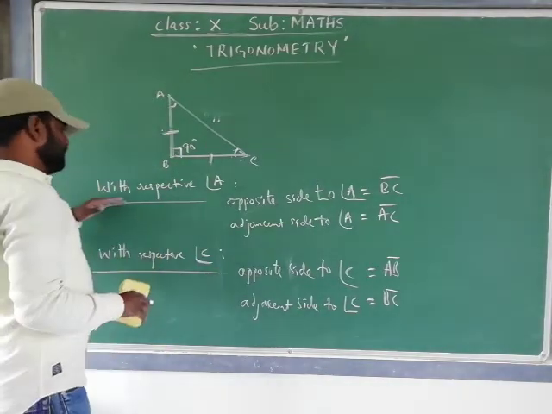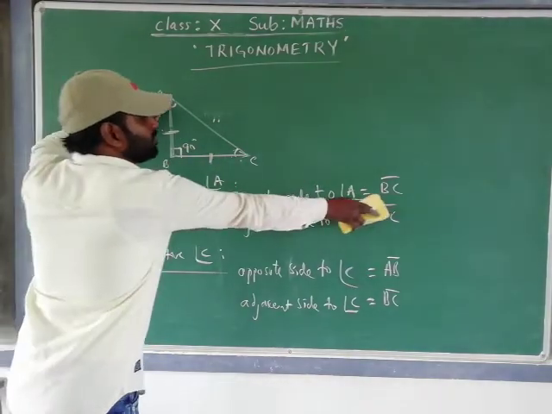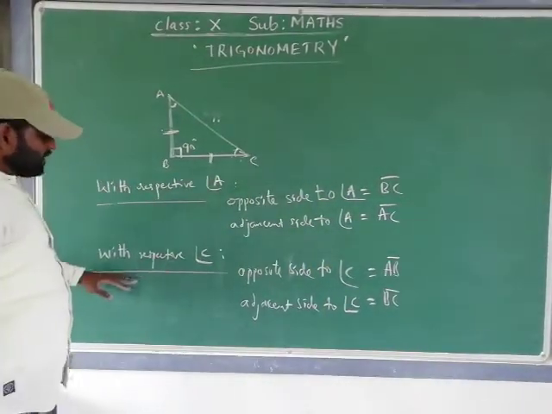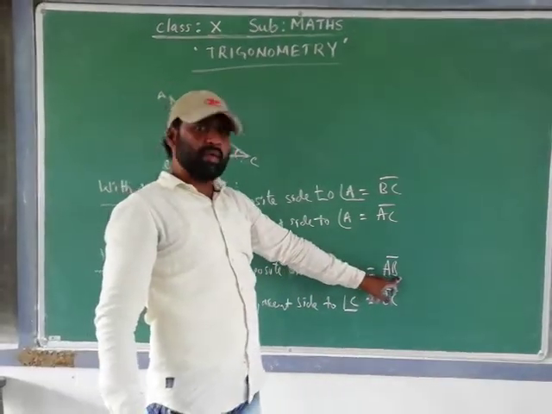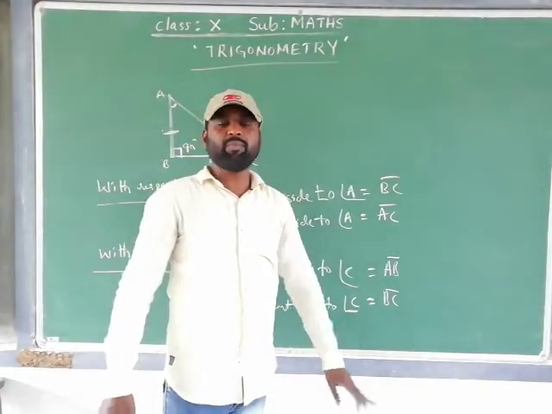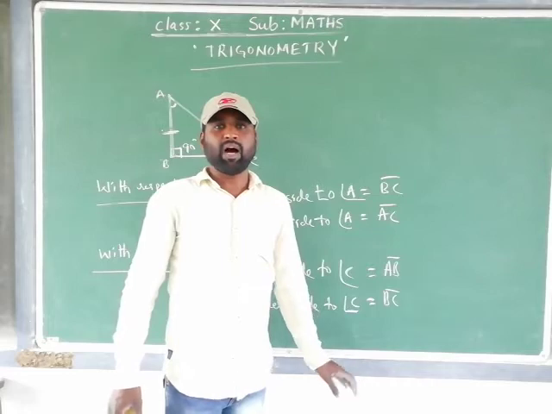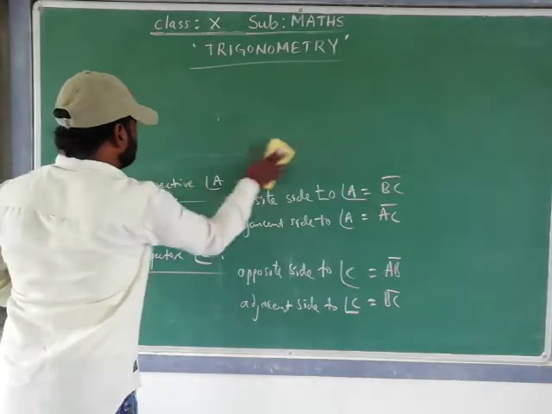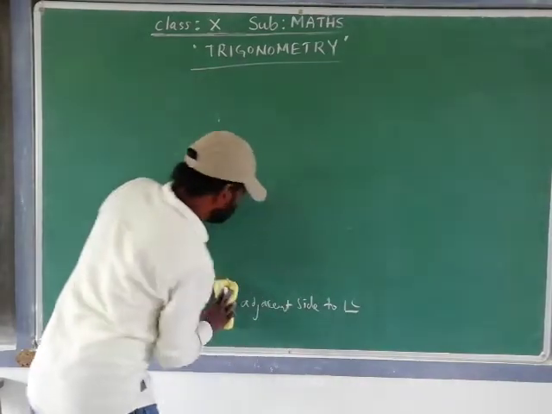I wrote here, with respect to angle A, the opposite side to angle A is what? BC. Adjacent side to angle A is what? AB. Right? If you talk with respect to angle C, opposite to C is what? AB. Adjacent side to C is what? BC. Understand? I hope you all understood what is hypotenuse, what is adjacent, what is opposite. These three are the main words which we use: adjacent side, opposite side, and hypotenuse.